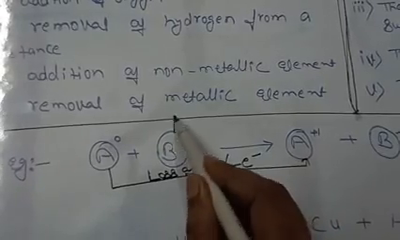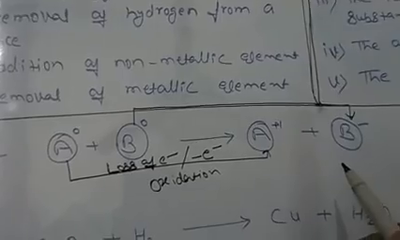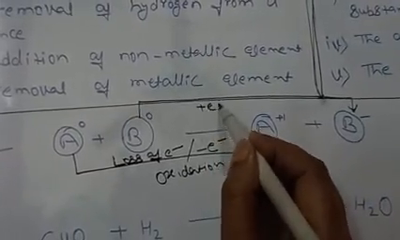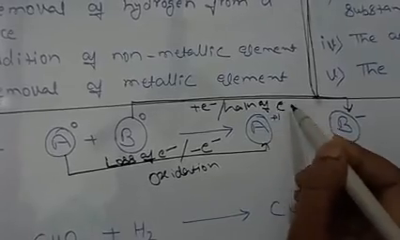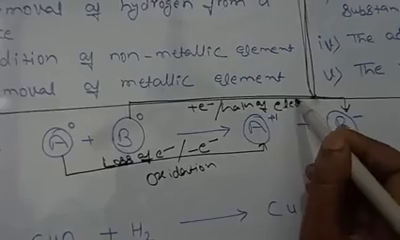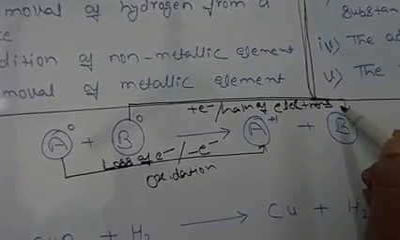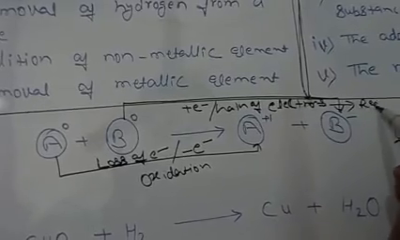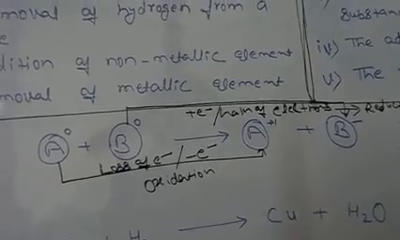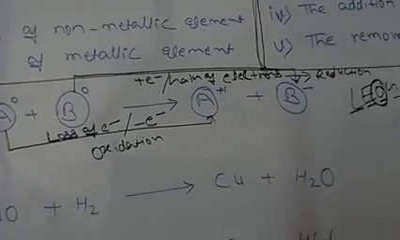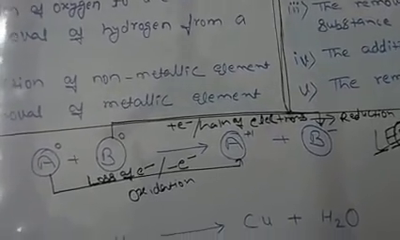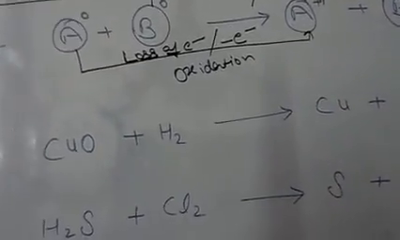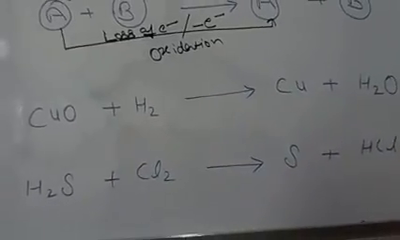Now here you can see B to B minus, because here it is gain of electron, so you can write here gain of electrons, and gain of electrons is called reduction. So I think this first point is now clear to you: how loss of electron is called oxidation and gain of electron is called reduction. Now here I have given some more examples. From here also you can understand the first point, loss of electron and gain of electron.